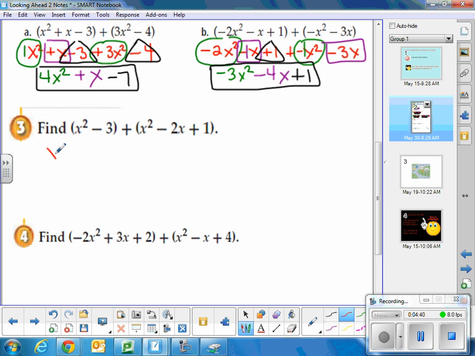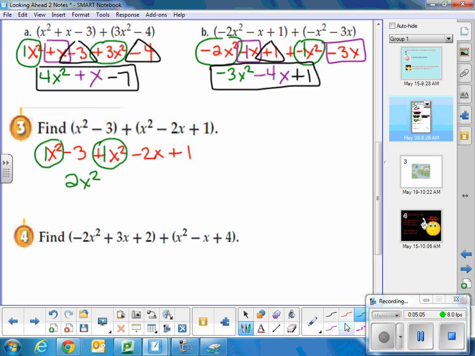In example 3, we have x squared minus 3, and then we're going to add an x squared, a minus 2x, and a plus 1. Go ahead and combine like terms. We have a 1x squared and another 1x squared for a total of 2x squared.